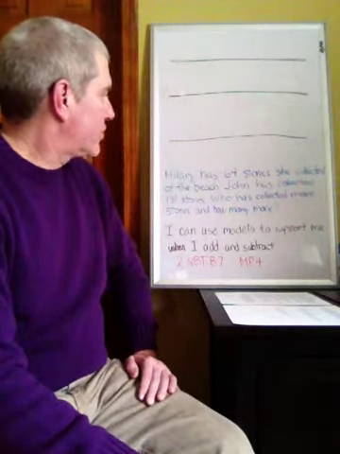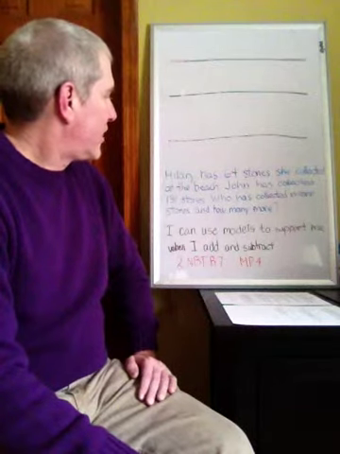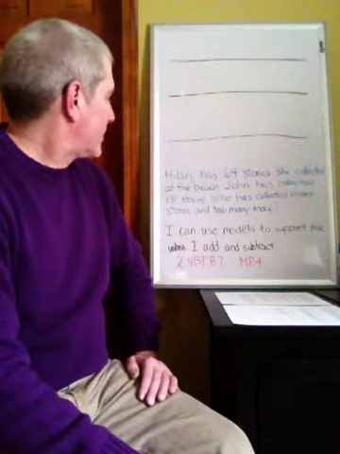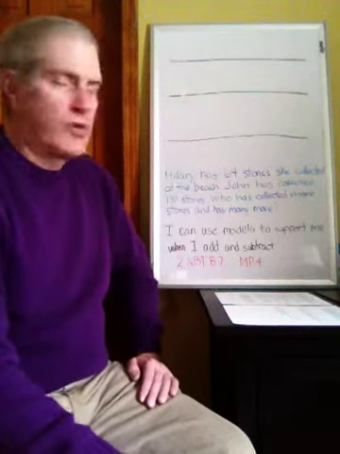Hillary has 64 stones she collected at the beach. John has collected 131 stones. Who has collected more stones and how many more?